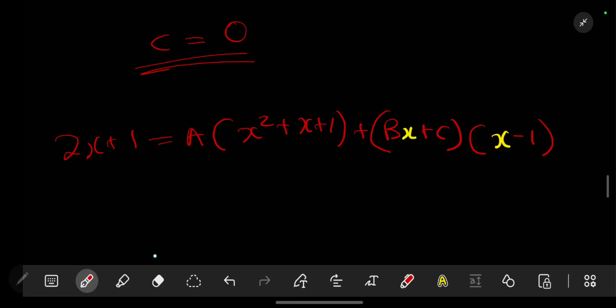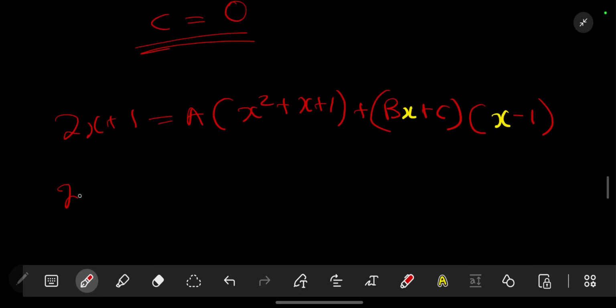Now there is no way for you to eliminate any letter without eliminating b. So therefore, what we are going to do is expand it and compare. So we are going to have our 2x plus 1 should be equal to a times x squared. It will be ax squared plus a times x, it will be ax. Then we have our a times 1. We have plus our a.